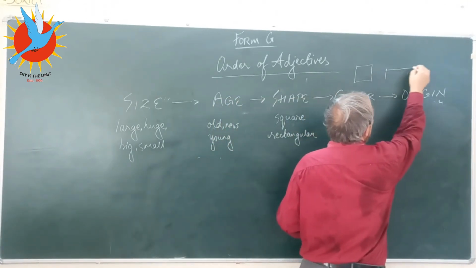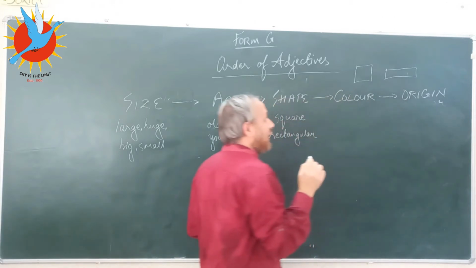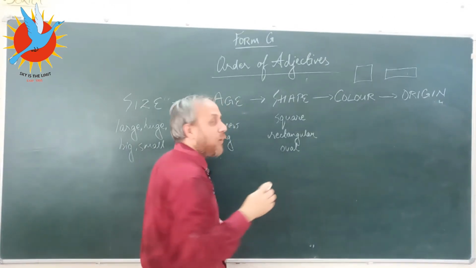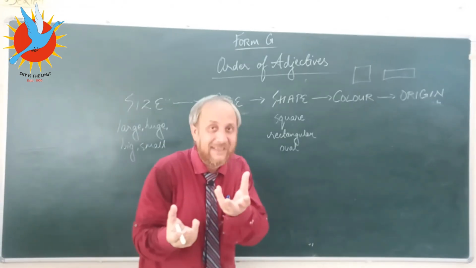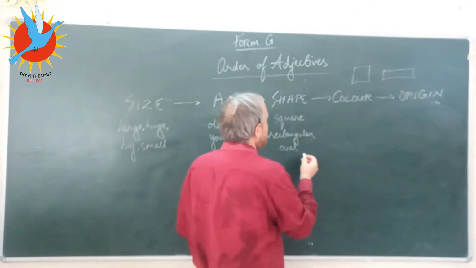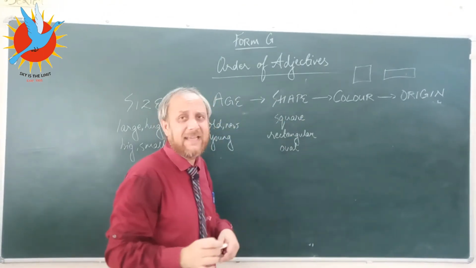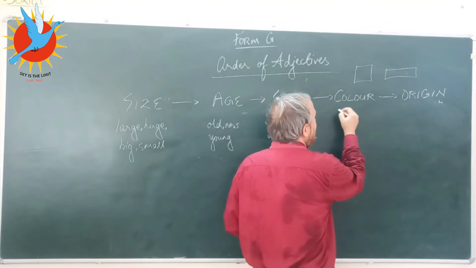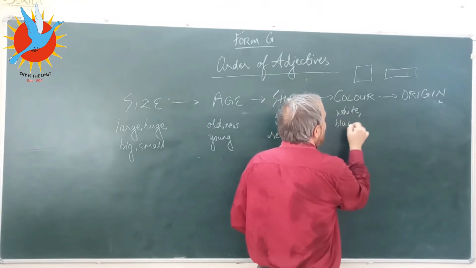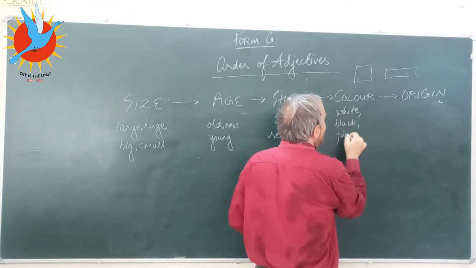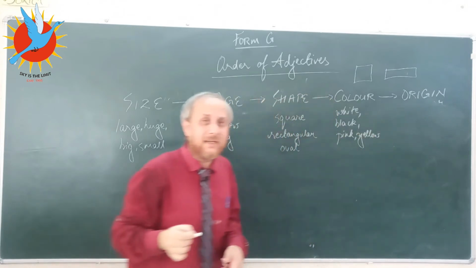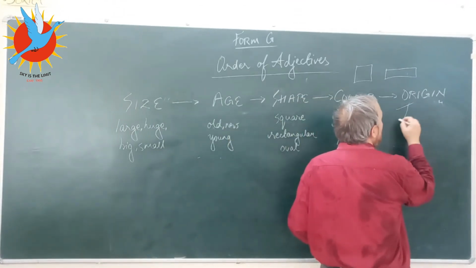Rectangular, this is the shape of a rectangle, anything rectangular. Okay, let's say oval. The shape of an egg has an oval shape. Okay, fine, let's keep it at this. Color, again, very, very simple, kids. Let's say white, black, pink, yellow, and origin. I'll write words for you on the board.